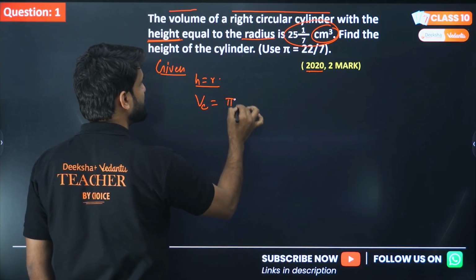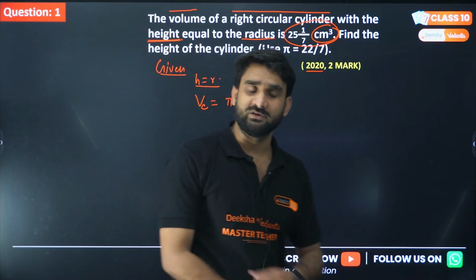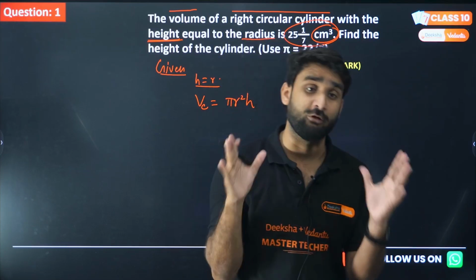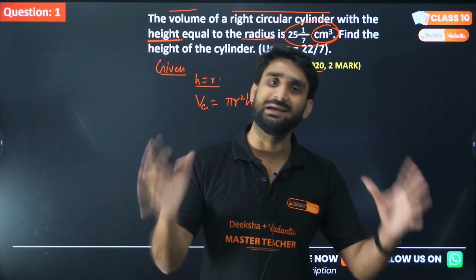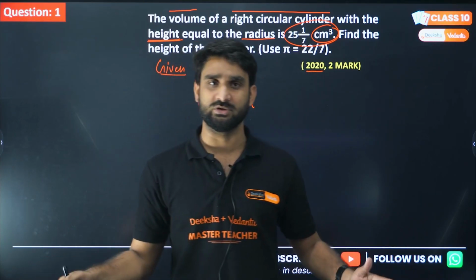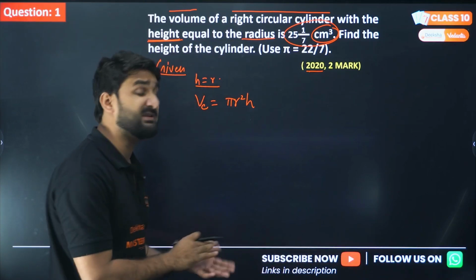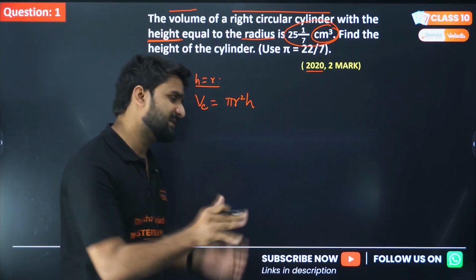Pi r square h. My dear lovely kids, if you want to get good marks in surface area and volume, please remember all the formulas. If you have not memorized the formulas of cube, cuboid, cylinder, cone, you cannot solve the question. So this is my request to everyone, please memorize the formulas, because the formula is everything here.